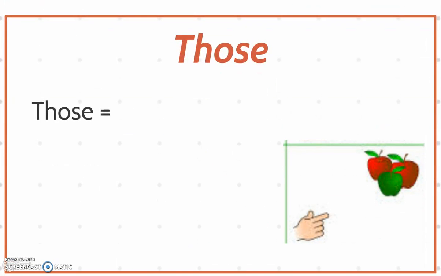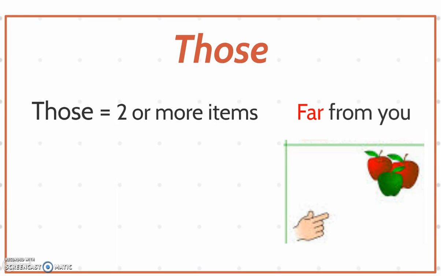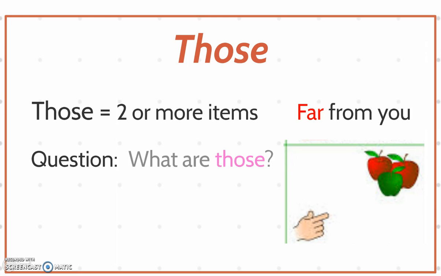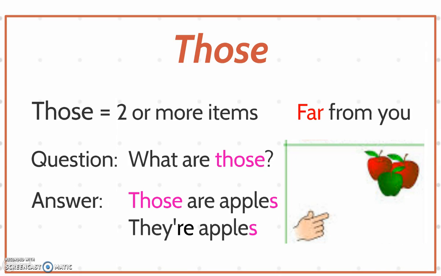Those is used to refer to two or more items which are far from you. You see, the apples and the hand, they are not close, they are far. So if we want to know about two or more items or objects that are far from us, we will ask, what are those? And the answer, those are apples. They are apples. Again, it's two or more items. We use the plural in the answer, apples.